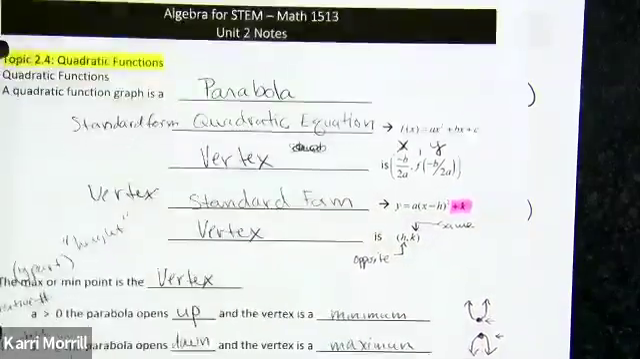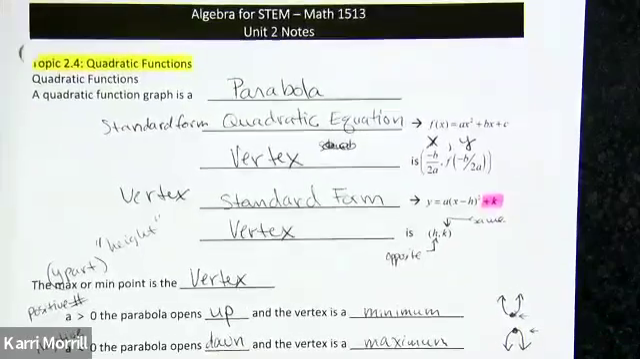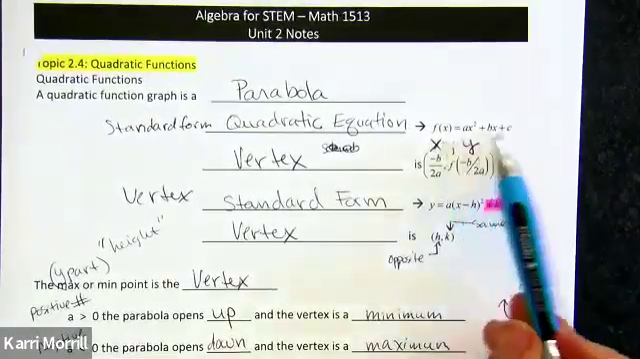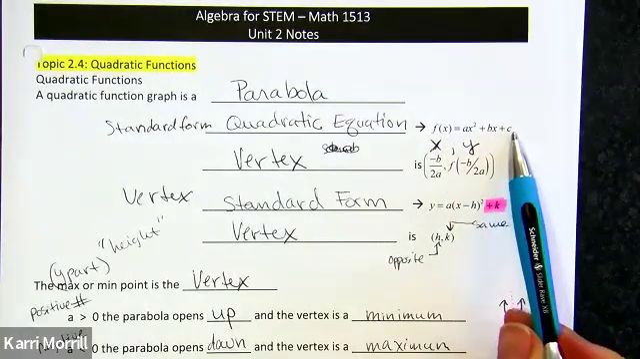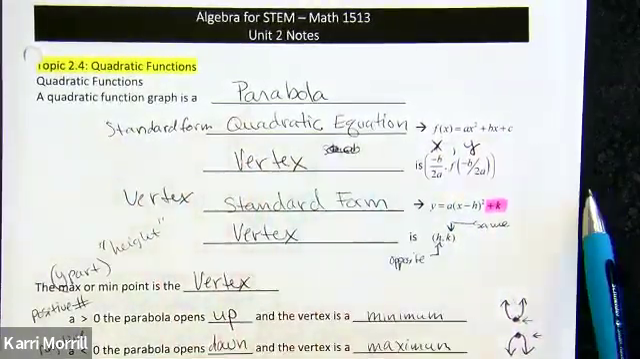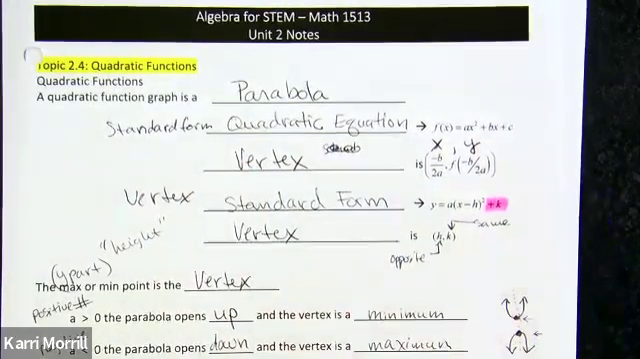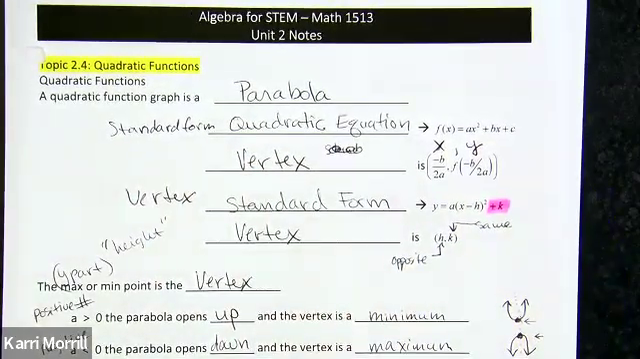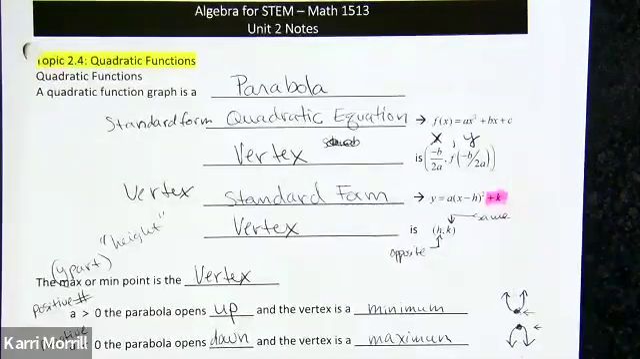We love it when it's like that. At least I do. It's a little less math. Not that you're not capable of finding it, it just has a couple of steps that you have to do to find the vertex if it's in standard quadratic equation form. So the word standard is used for both, so hopefully that clears that up just a little bit.